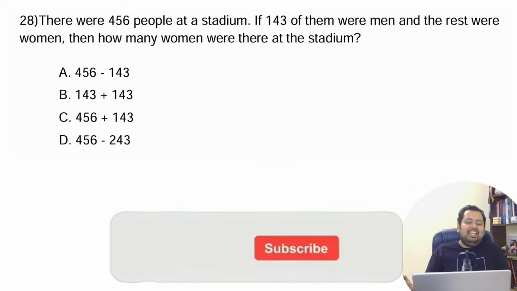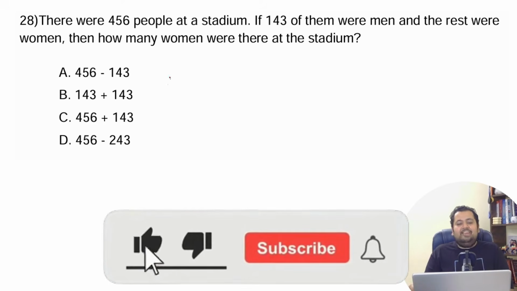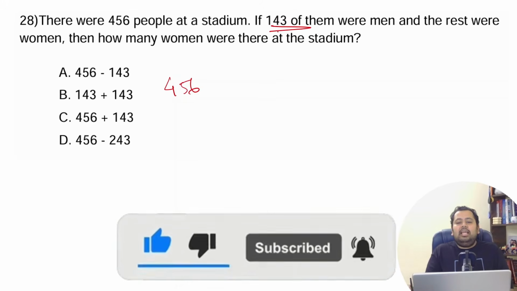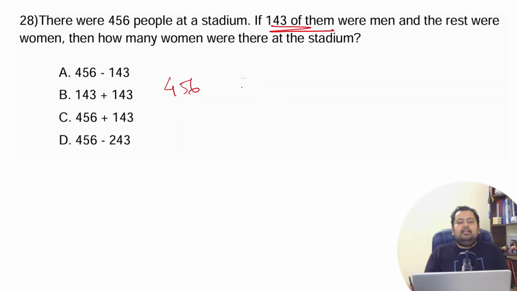Great. I think again I gave almost all of that away. So 456 people are there. 143 are men, then the rest are women. So what you have to do is a subtraction, right? So it is 456 minus 143. That is option number A. I hope you got it correct. If you did, give yourself a star. And we now move to question number 29.